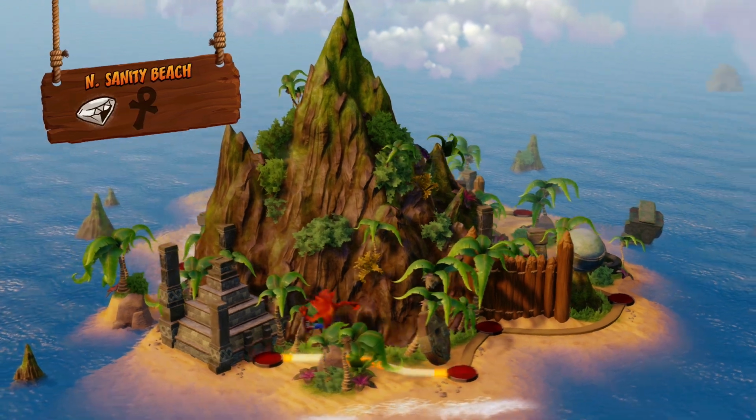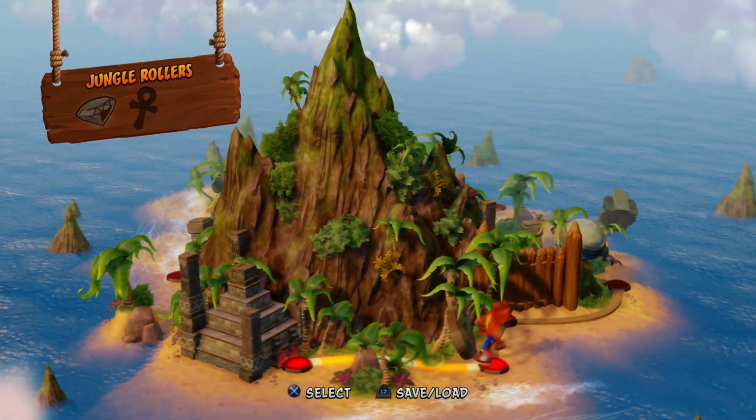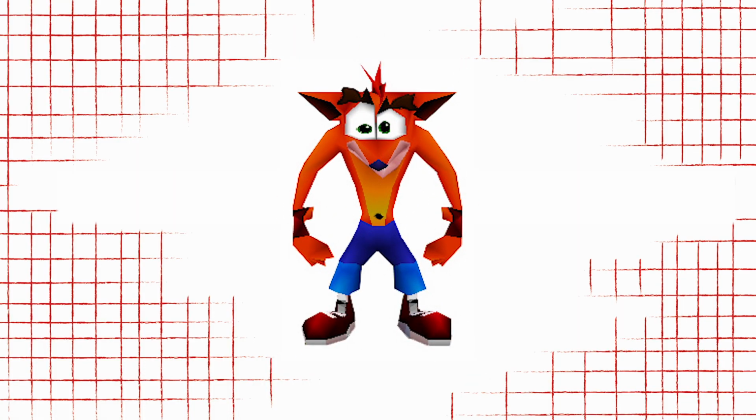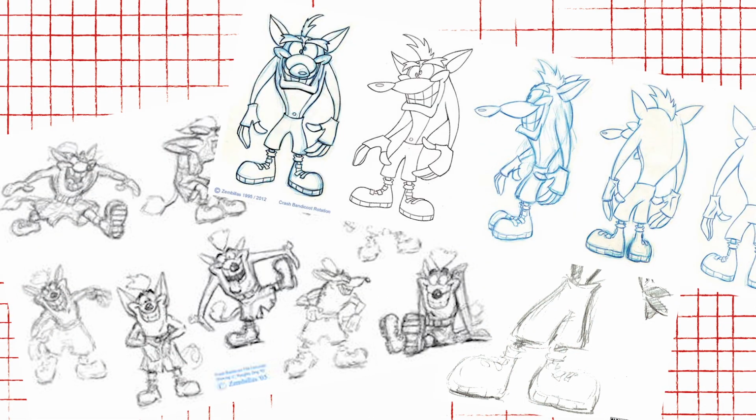Tasmanian origins. After considering the greens, browns, and other earthy tones, Crash's design had to consider a lot of visual restrictions inherent in the PlayStation's hardware. Everything about his design was painstakingly crafted to stand out on low-resolution displays.